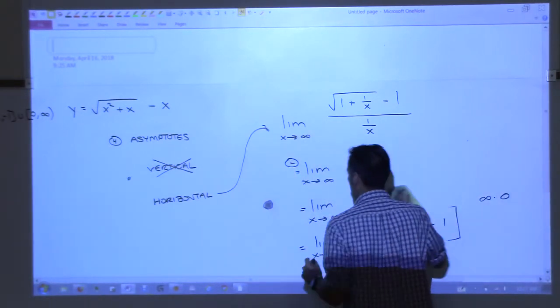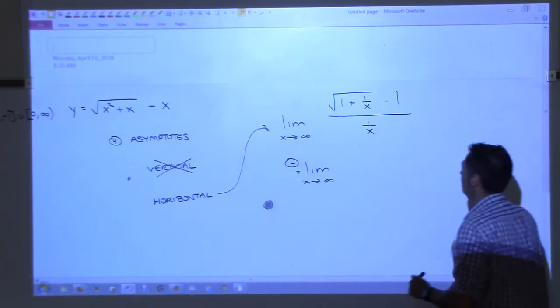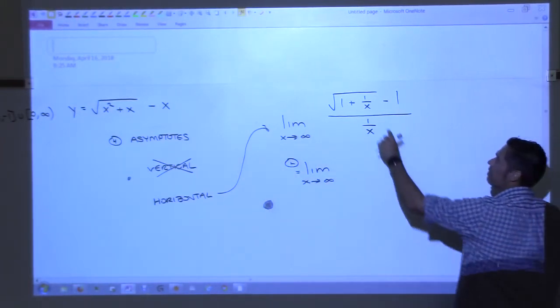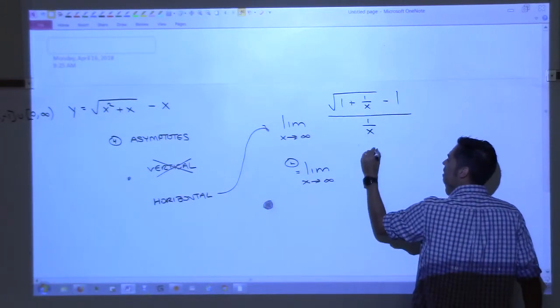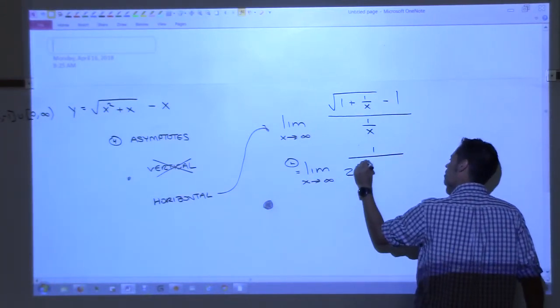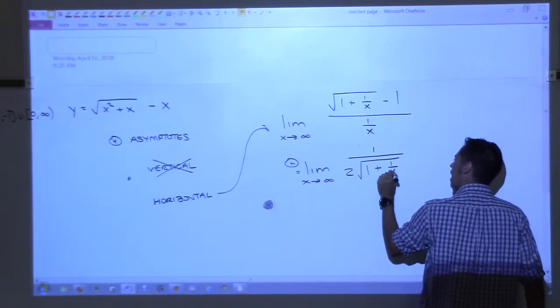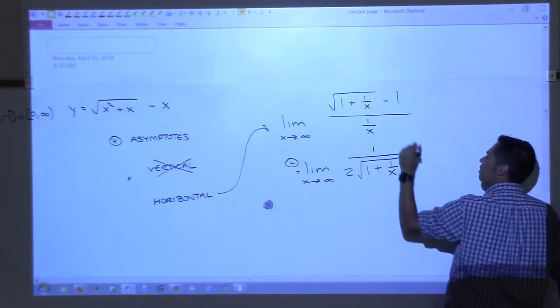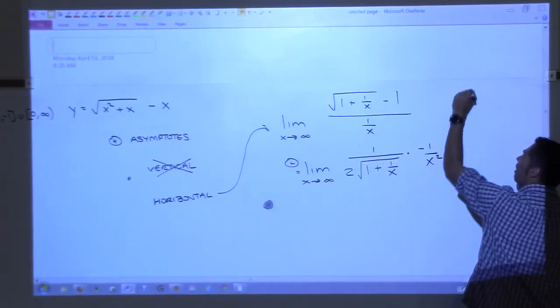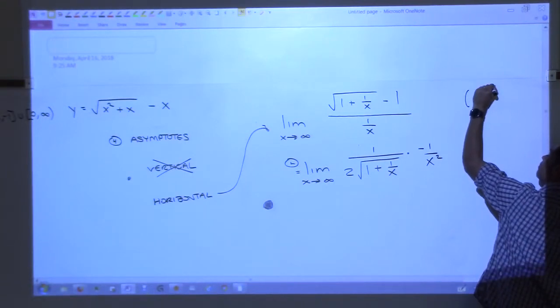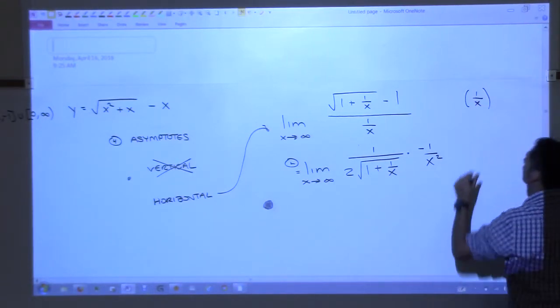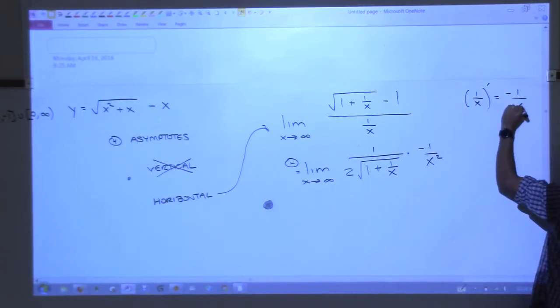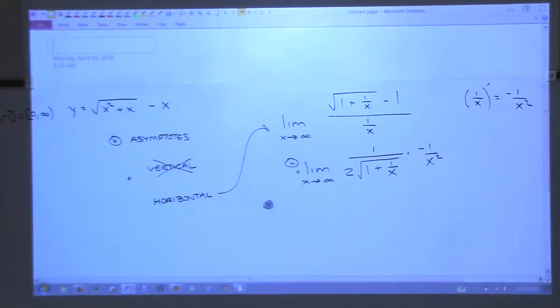OK, L'Hopital now. Derivative of the top. So what is derivative of the top? Well, derivative of root of something is 1 over 2 roots of that something. Looking bad right now. Times the derivative of what's in here. 1 over x. So negative 1 over x squared. I really hope by now, doing this enough, that you know that the derivative of 1 over x is negative 1 over x squared. Because we've done it, I think, enough times. I hope we have. I hope you have.